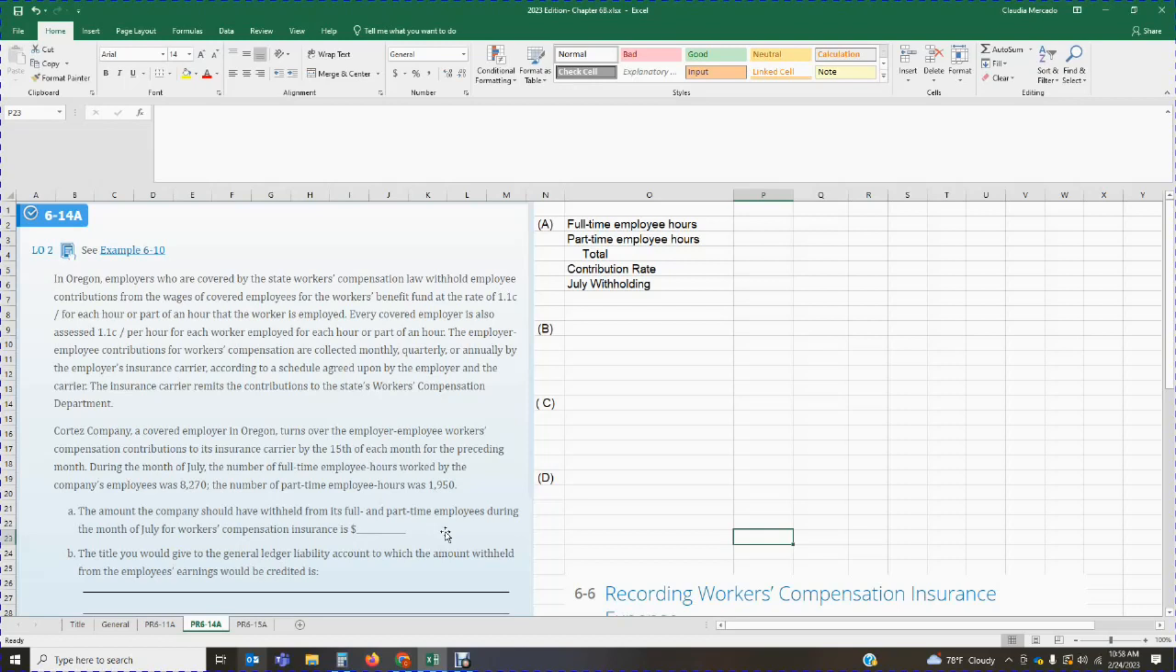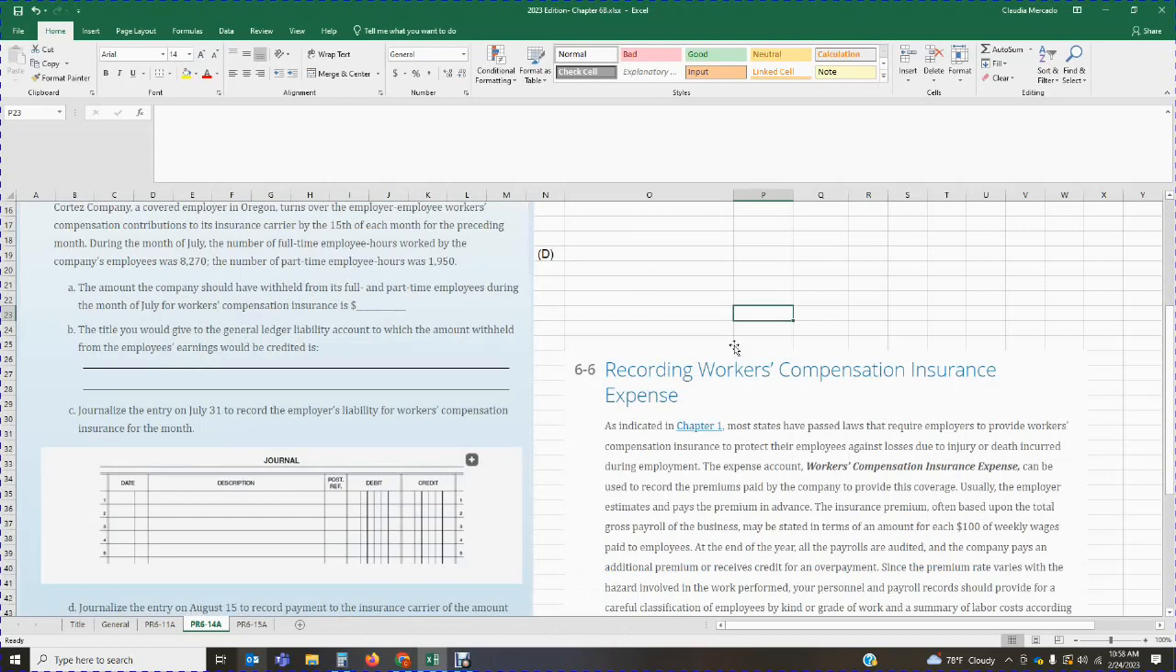So letter A, we have to calculate the amount the company should have withheld from its full and part-time employees during the month of July for workers' compensation insurance. Remember, this is a two-part deal here. The employee pays a portion, the employer matches that. They're the same amount, 1.1 cent. Both of them contribute 1.1 cent. So the question here is asking how much are we going to withhold from our full and part-time employees for workers' compensation insurance.